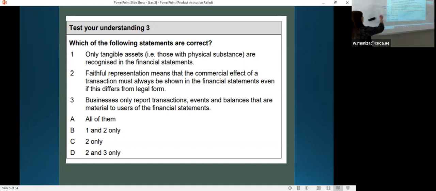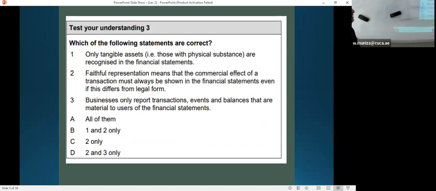So this one is not correct. This one is also not correct. Third one, businesses only report transactions, events and balances that are material to the users of the financial statements. Is this correct?